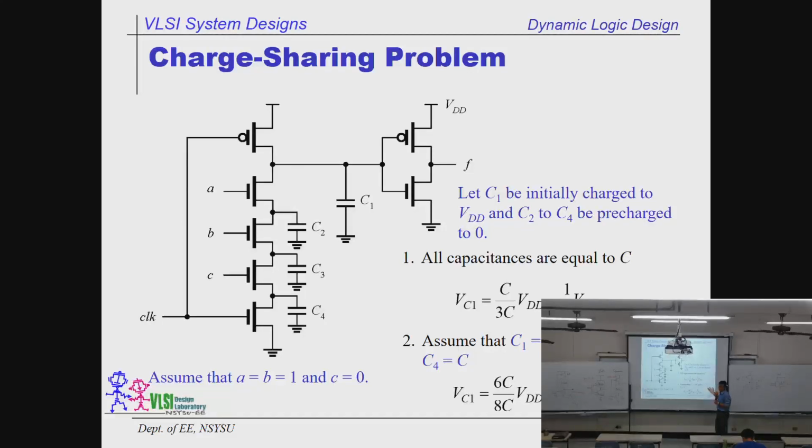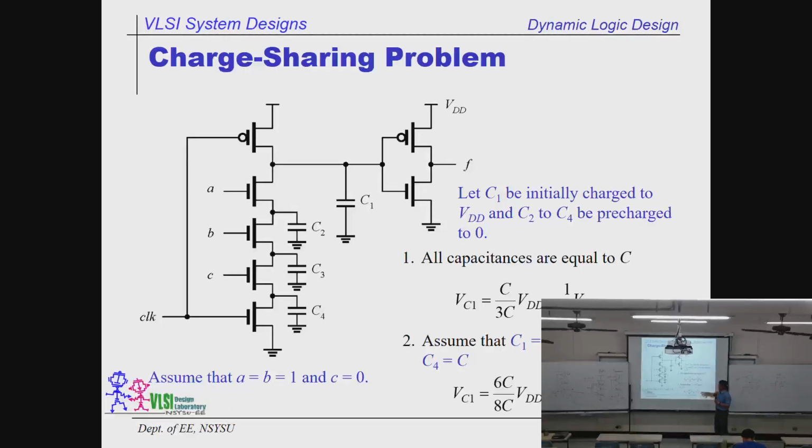That's tragic. Now let's increase the size of the load. It becomes 6 times, and C2, C3 and C4 stay the same. They are parasitic capacitors, unit size. Then VC1 is elevated a little bit higher to 3/4 of VDD. So these 2 examples tell you one thing that is very important.